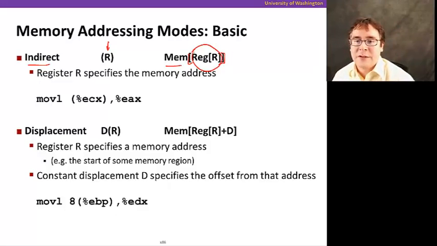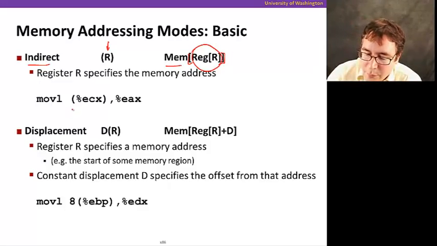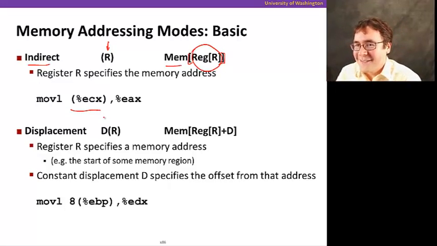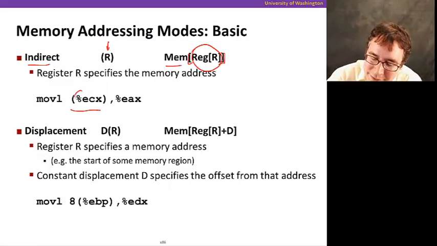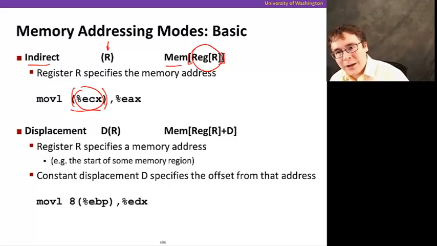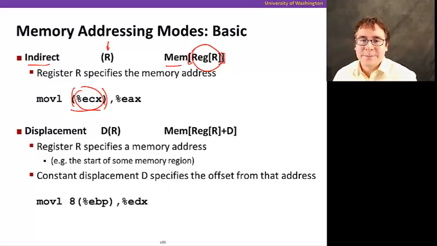An example here, which I saw before, probably I'm repeating this for the third time now. This register ECX holds an address. Using the parentheses here, we say we want the contents of memory whose address is stored in ECX. Now, this is a basic one.